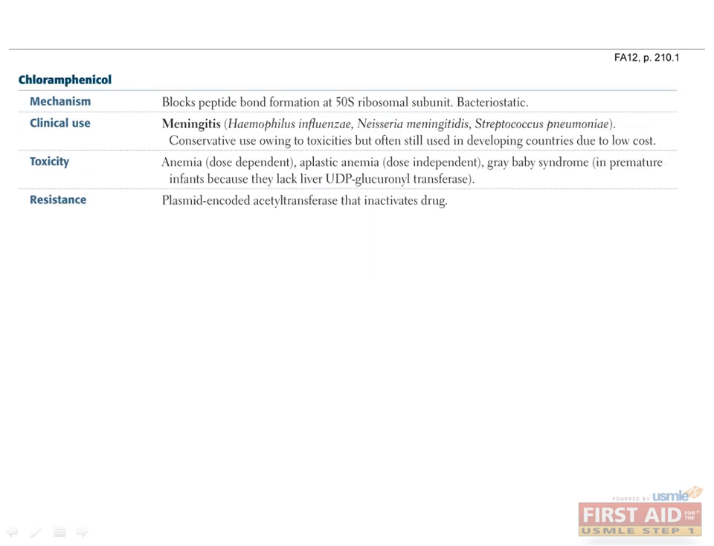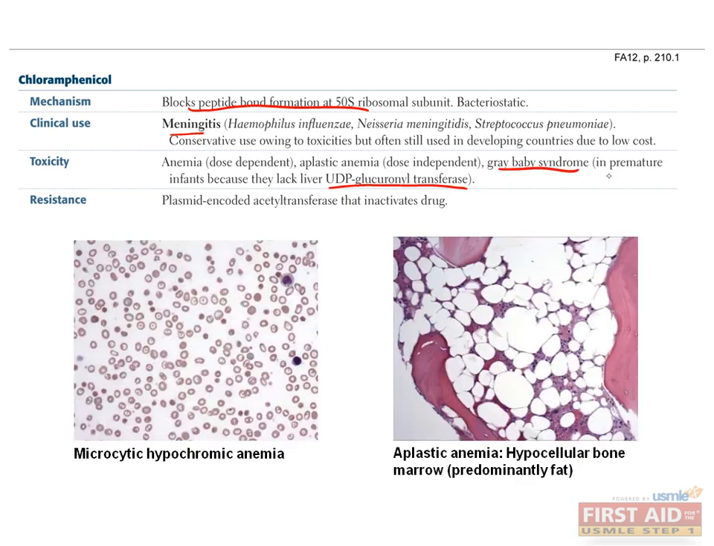Chloramphenicol is a bacteriostatic drug that inhibits 50S peptidyltransferase activity. It is classically used to treat meningitis, but has limited utility when other options are available due to numerous toxicities. It cannot be metabolized by infants lacking liver UDP glucuronyl transferase, resulting in gray baby syndrome. It is also associated with anemia and aplastic anemia, both of which are dose-dependent.